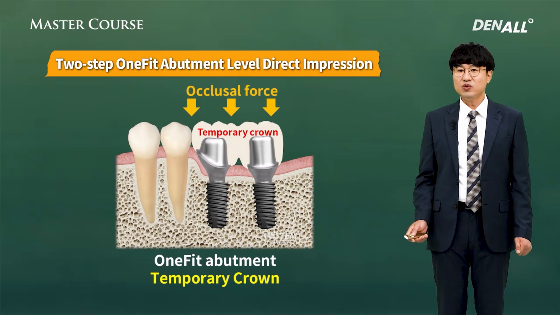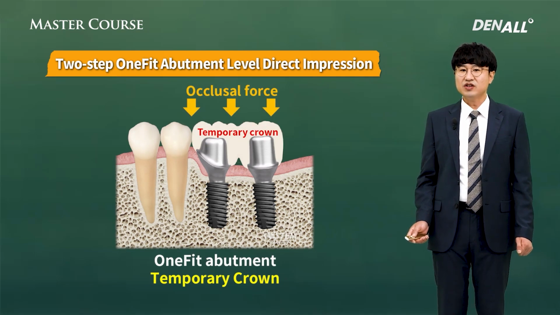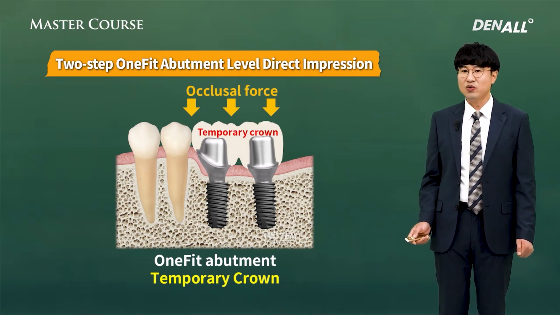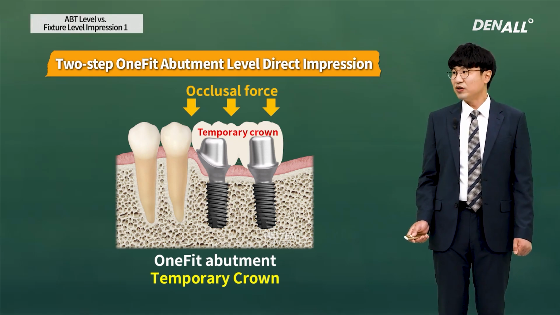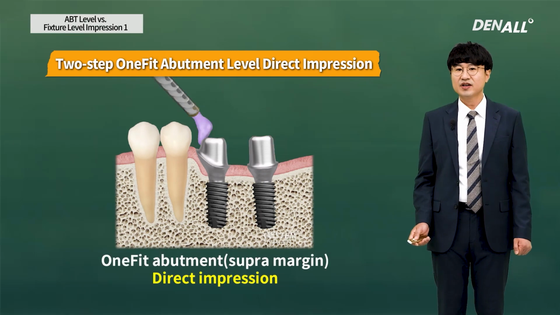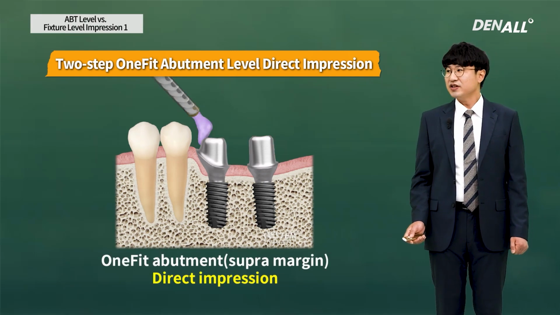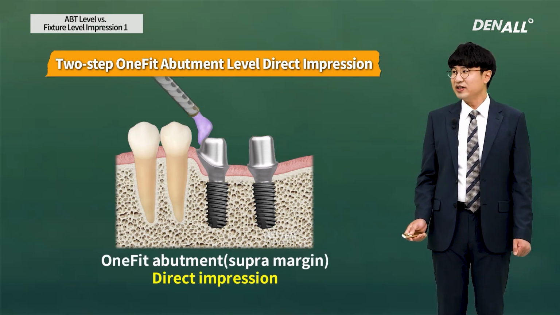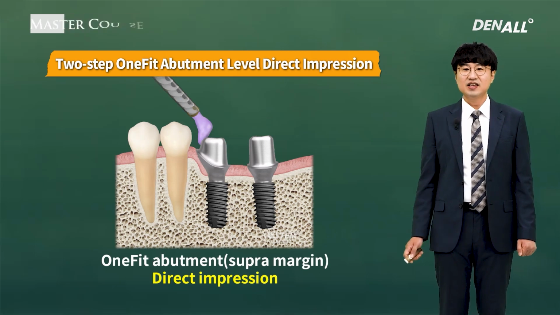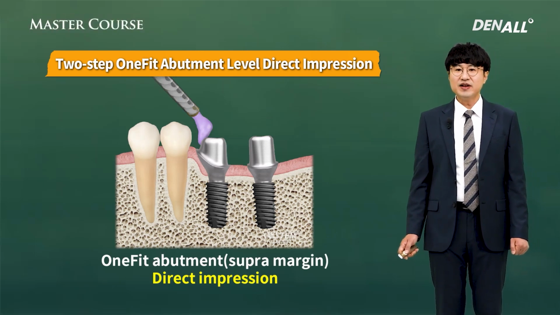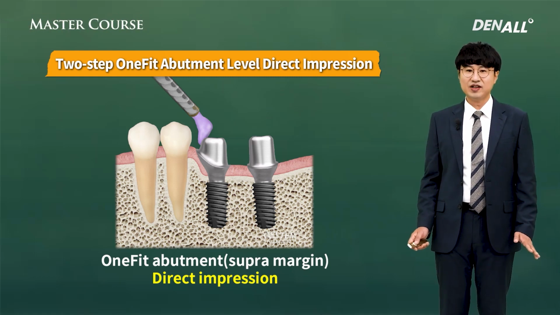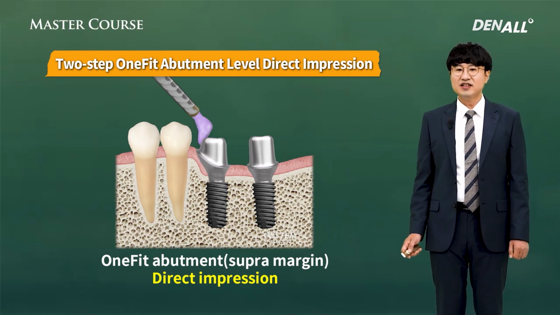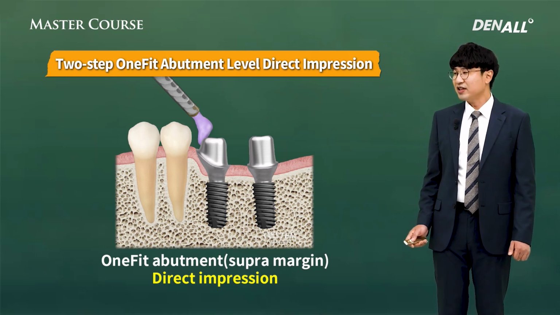And by using the temporary, the bone and soft tissue are made more stable, and the abutment is self-seated using occlusal force. Then, while the abutment is in the fixture, you take an impression directly. Through that process, fixture-level impression taking, abutment connection related errors will be compensated. To make impression taking easier, a supra margin would be the one you would opt for.